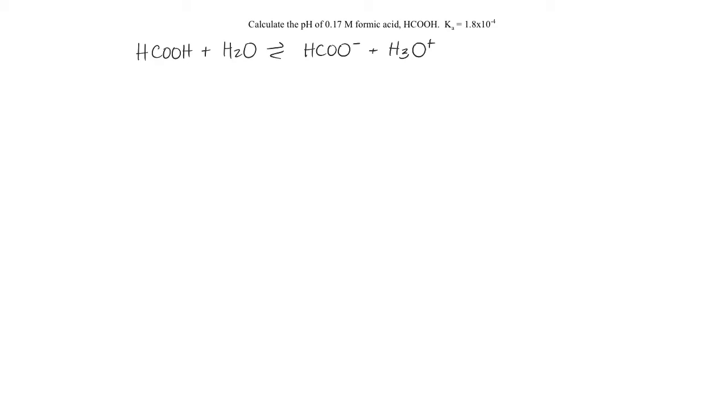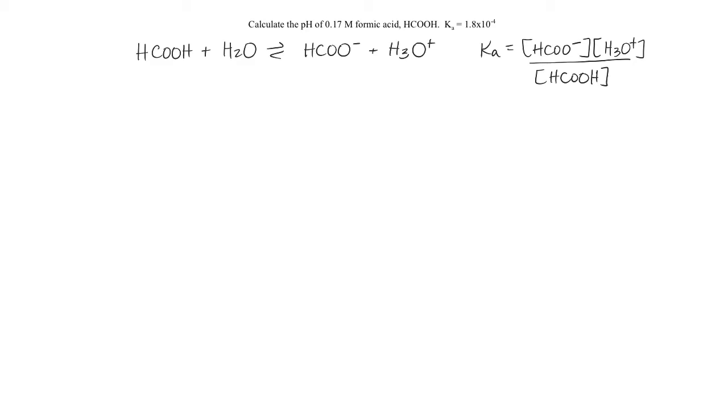Let's also write the expression for Ka because we're going to need that later on. So Ka is equal to the concentration of HCOO minus times the concentration of hydronium over the concentration of formic acid.